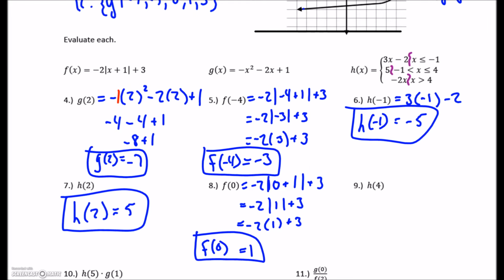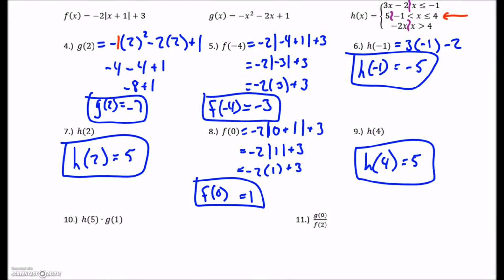I got to go look at this piecewise function, say, okay, a value of 4. Well, that falls into this middle category again because of that equal to condition. And once again, that's just y equals 5. So no matter what x is, my y value is going to be 5. So it gives me the ordered pair 4, 5, input and output. There it is.